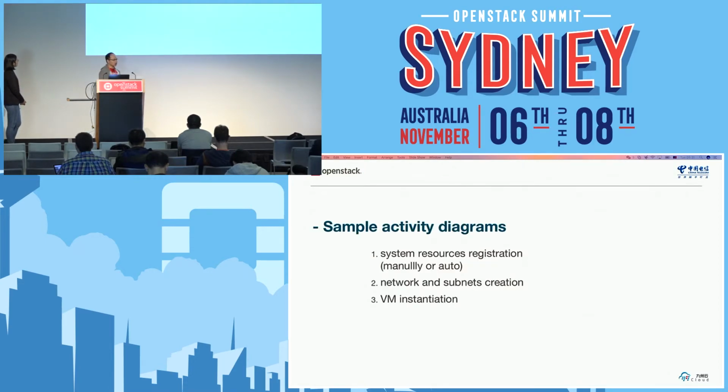Okay, after all this overview or big picture introduction, I'm here to show some sample activity diagrams to show how we are finishing our jobs. First, let's see the resource registration. Some resources are registered by the administrator manually, and some will be registered automatically. We will also show the network and subnet creation process. And after that, we will try to initiate one virtual machine.